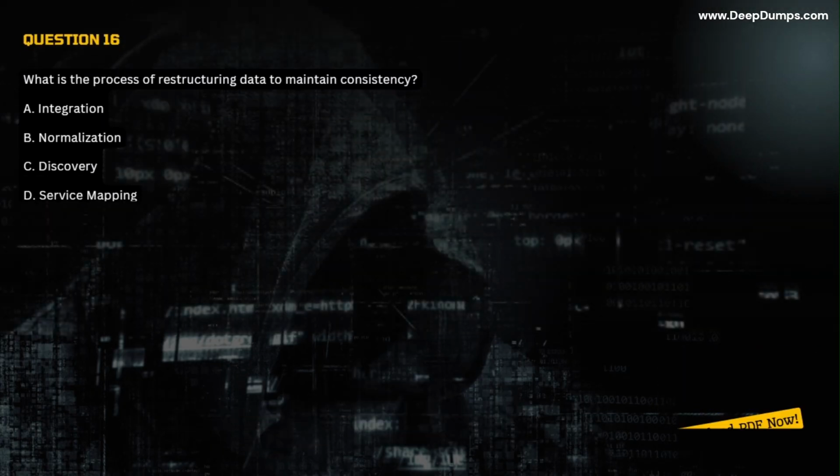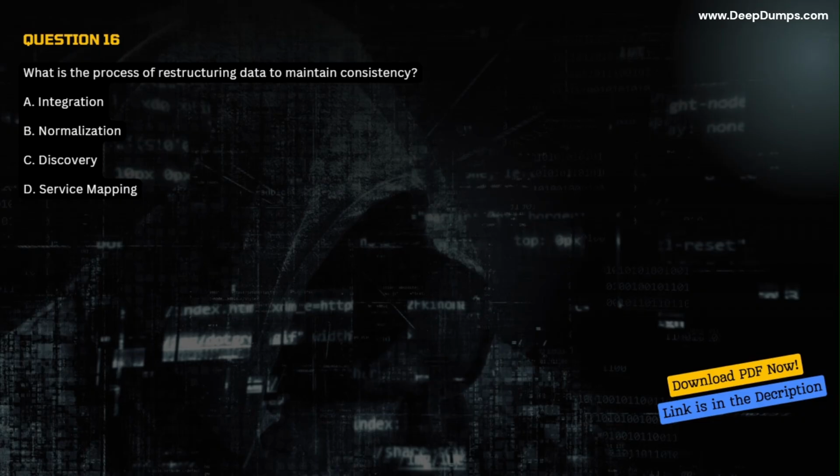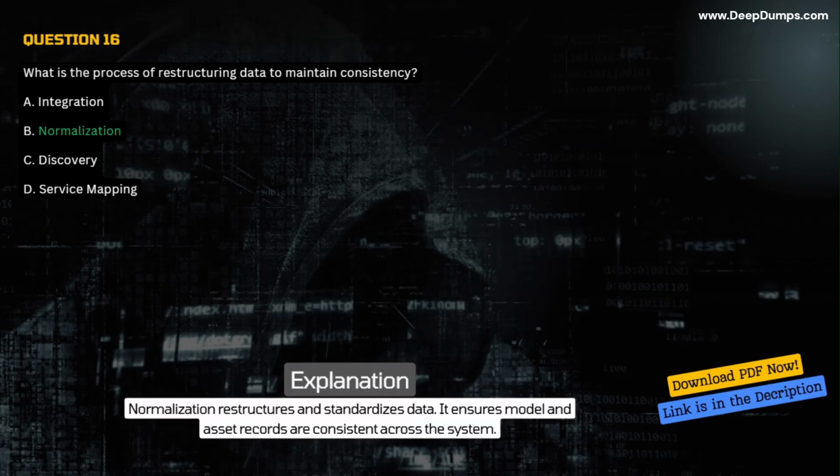Question 16. What is the process of restructuring data to maintain consistency? A. Integration. B. Normalization. C. Discovery. D. Service mapping. Correct answer B. Normalization. Explanation. Normalization restructures and standardizes data. It ensures model and asset records are consistent across the system.